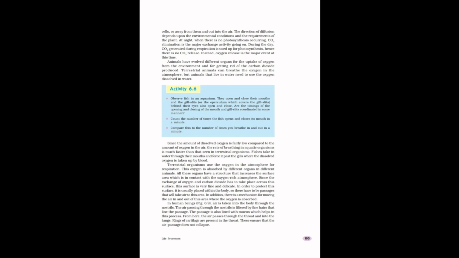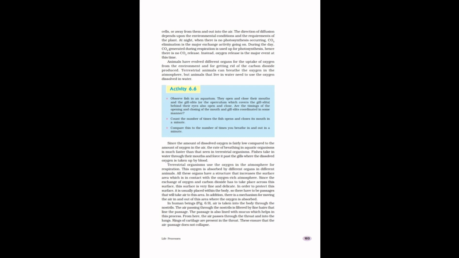Since the exchange of oxygen and carbon dioxide has to take place across the surface, this surface is very fine and delicate. In order to protect the surface, it is usually placed within the body, so there have to be passages that will take air to this area. In addition, there is a mechanism for moving the air in and out of this area where the oxygen is absorbed. In human beings, figure 6.9, air is taken into the body through the nostrils.